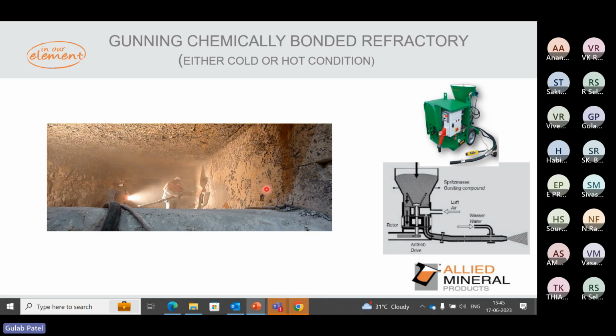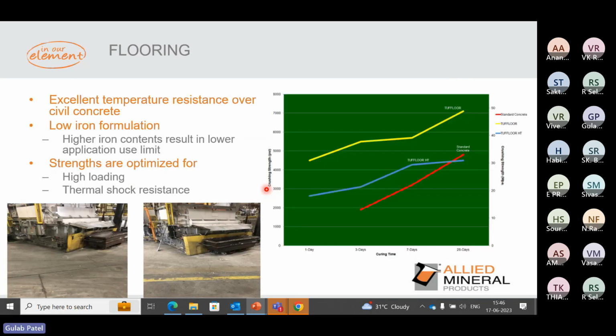Since these are chemical bonded refractories, they set very fast, and within 4 or 5 hours, depending upon the area and all those things, you can finish the installation and get the final set, and you can turn on the furnace for operation. Then again, another input.